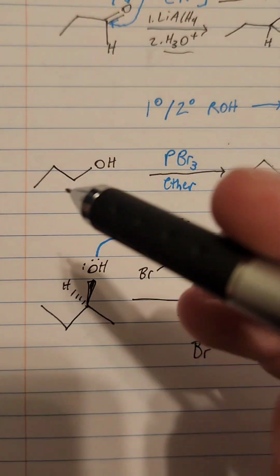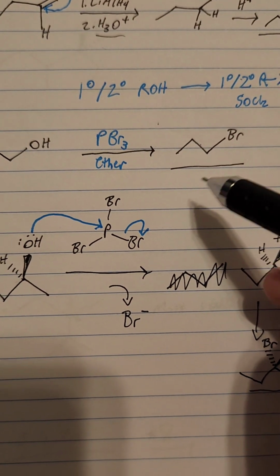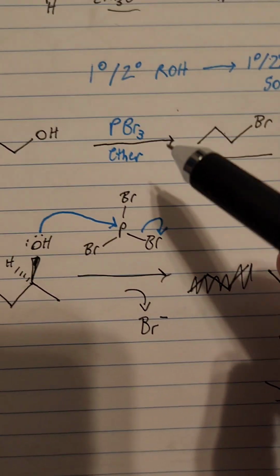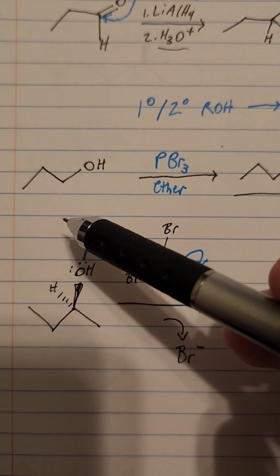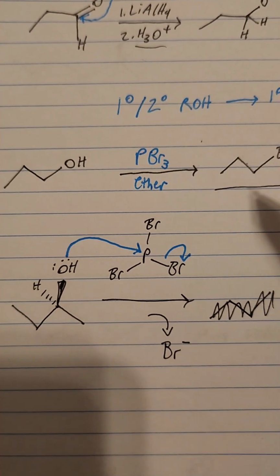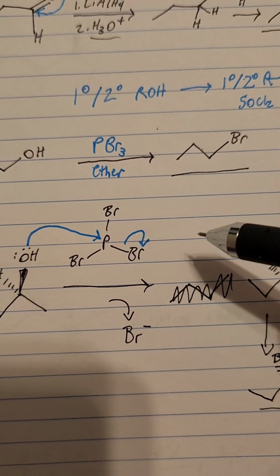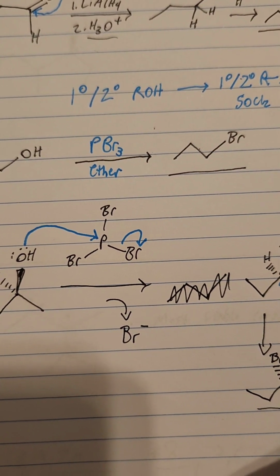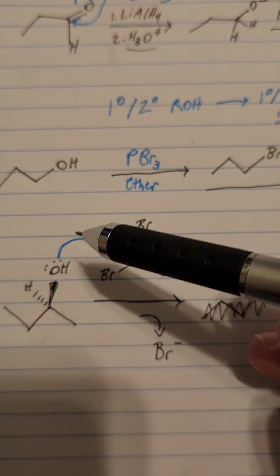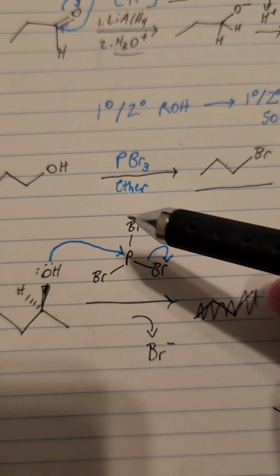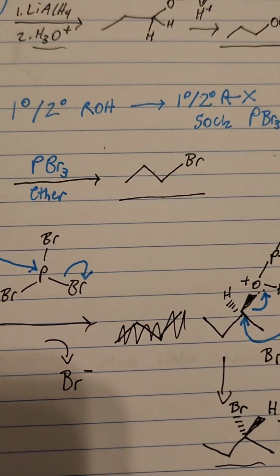But for this example here, for our synthesis problem that we just did, simply you react PBr3 with a primary alcohol or a secondary alcohol to get a halide, to get a bromide specifically. If this were a tertiary, by the way, you would use HCl or HBr. But there you go.